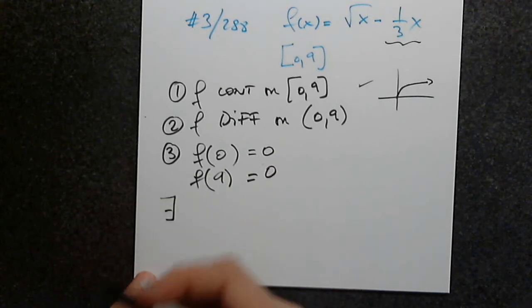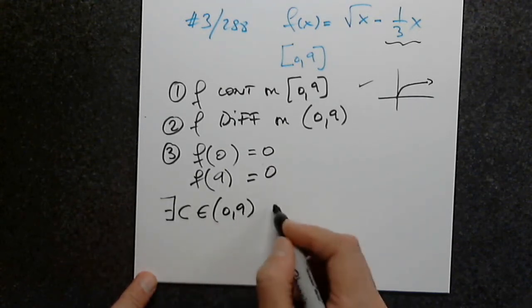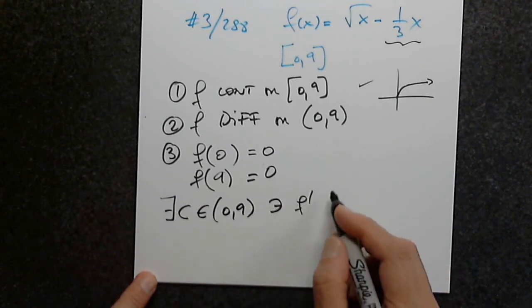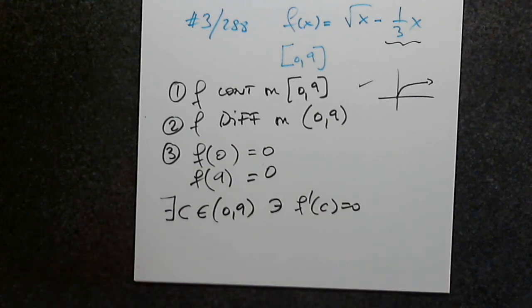So now, Rolle's theorem does not tell us where the maximum is, but it says for sure there exists at least a c in the open interval 0, 9 such that f prime of c is 0. Now we can determine it. Solving this equation, we will get c. So Rolle's theorem says there must be at least one.